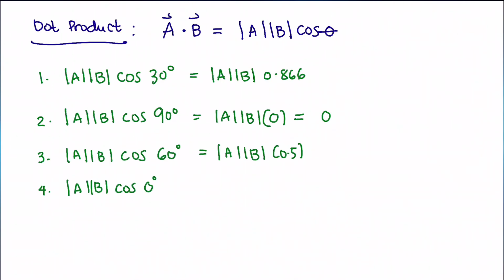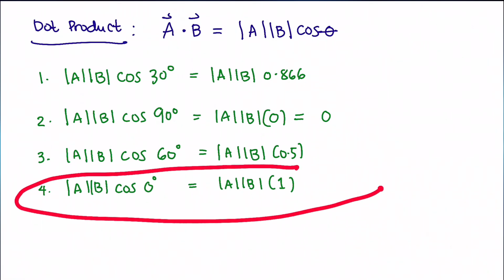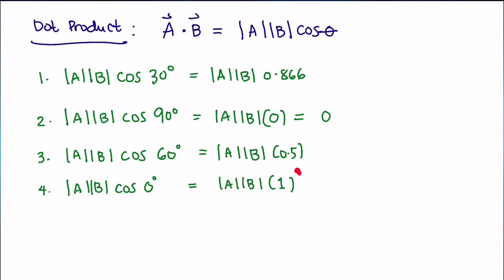And cosine of 0 is equal to 1. So we will have A, B multiplied by 1. So with this, we can conclude that case number 4 will have the greatest magnitude because the cosine of the angle between those two vectors is the greatest. In this case, it's equal to 1.